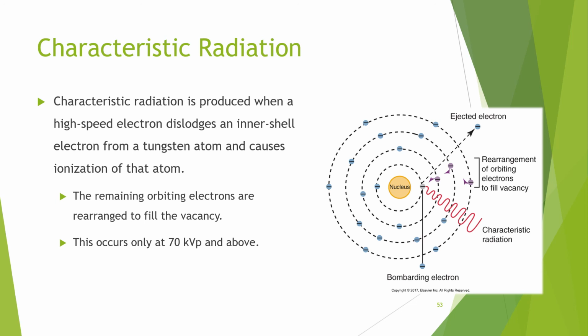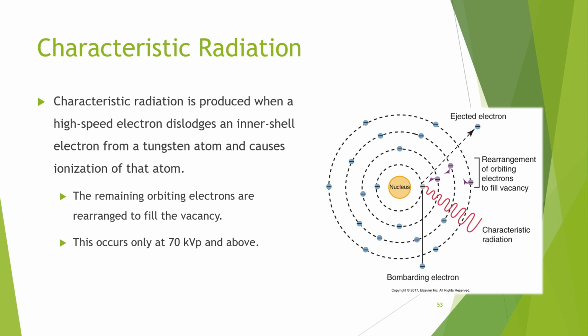So the remaining orbiting electrons will actually have to completely rearrange themselves in order to fill up that vacancy where that inner shell electron is missing. This will only occur at 70 kVp and above, and that is because it takes something traveling very fast with a lot of that kinetic energy in order to be able to break that binding energy of that inner shell electron. The characteristic radiation actually only accounts for a very small part of the dental X-rays that are produced in the dental machine.